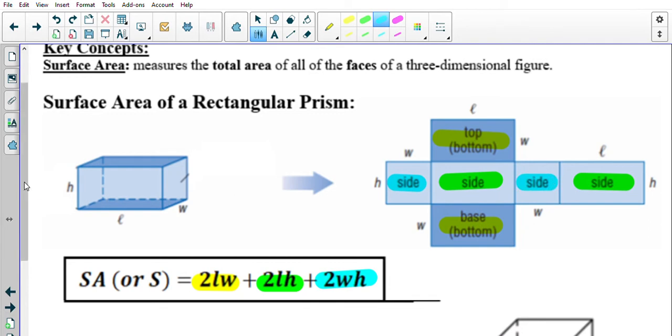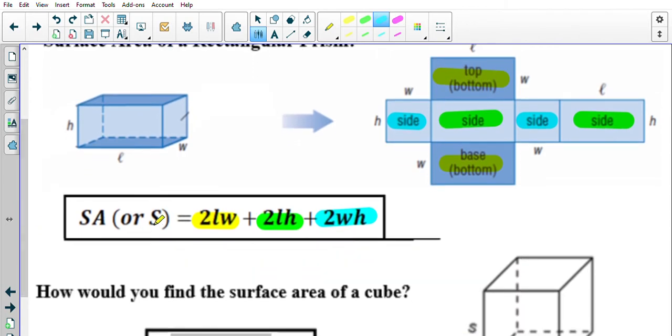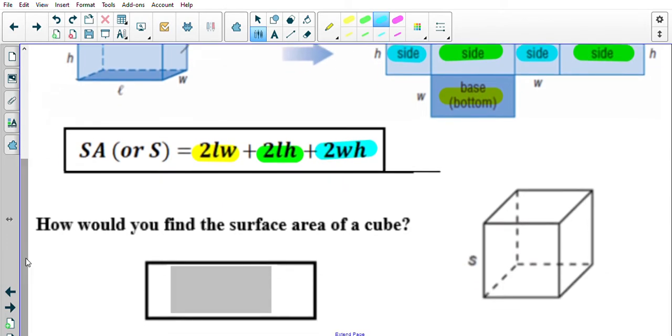For surface area, you'll sometimes see S used instead of SA. Sometimes you'll see SA used for surface area. It's not a super complicated formula. You can even just find the area of all the surfaces and add them together separately. It does take some time to work through though. So you may want to pause the video at this point and think how you might find the surface area of a cube.